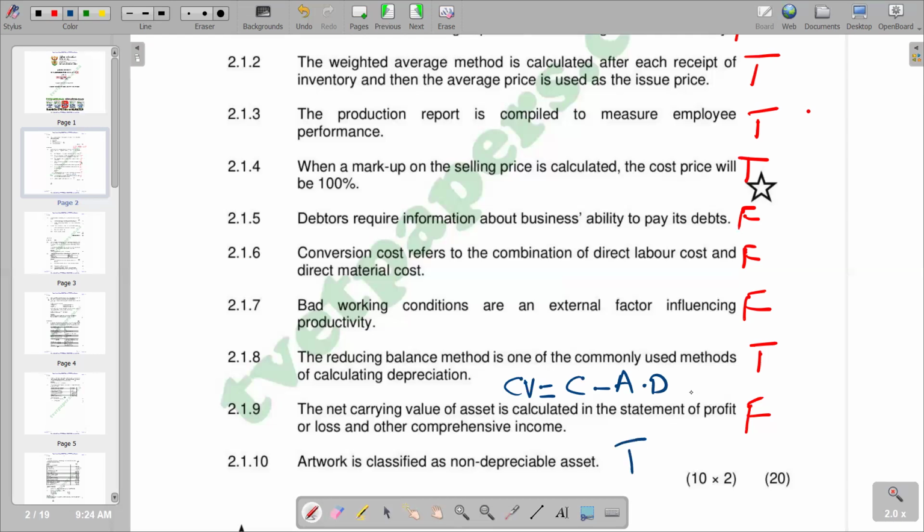So this is what we have in terms of the questions concerning the true or false section of the question paper of November 2024.